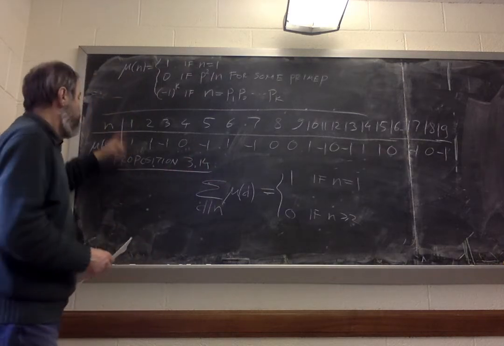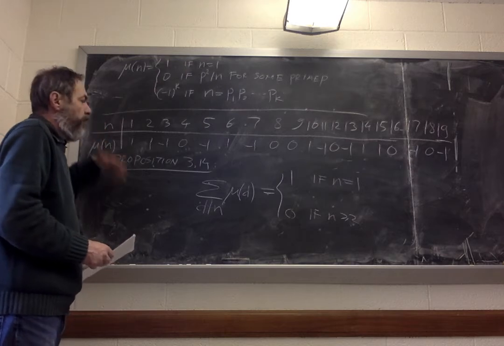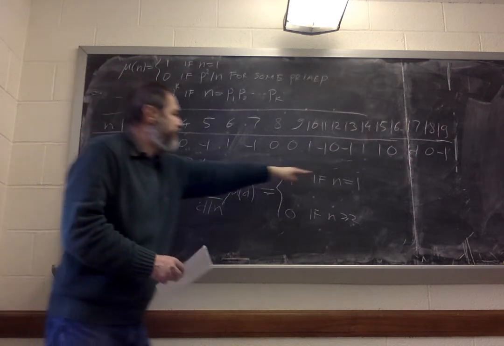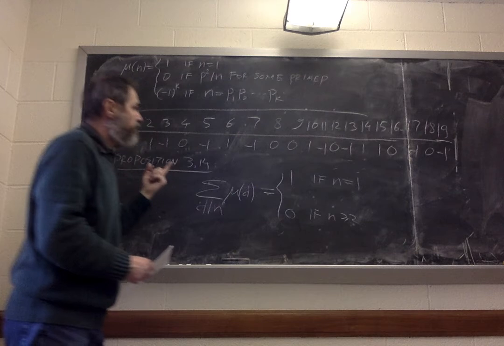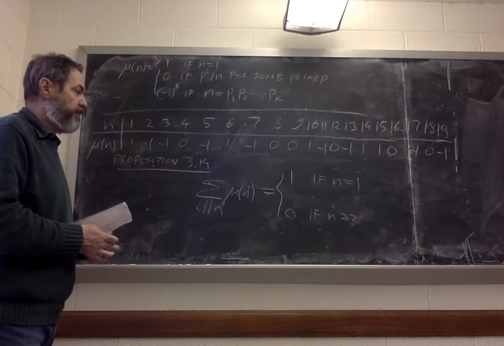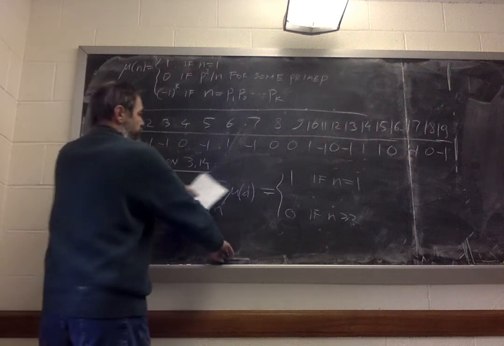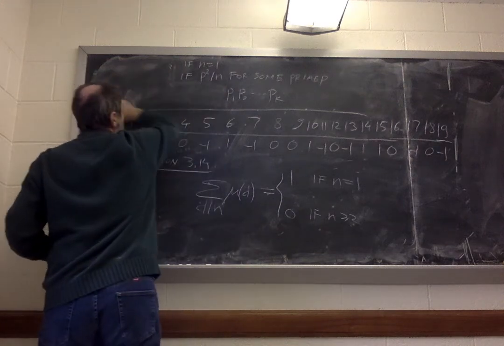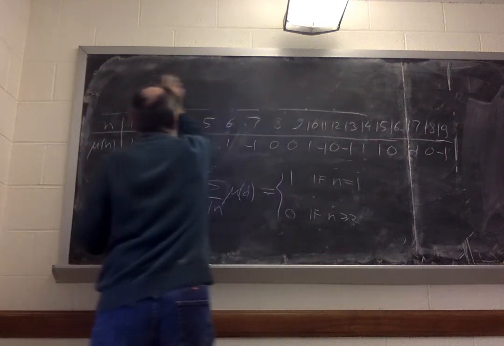If n is 1, it has only one divisor. Mu of 1 is 1. Okay, I can see this. It's just one term. But why do we have the other? I just want to see, say, this example, or one example that comes from here.